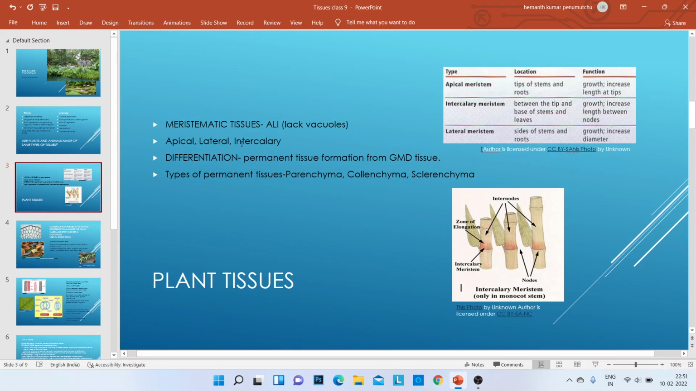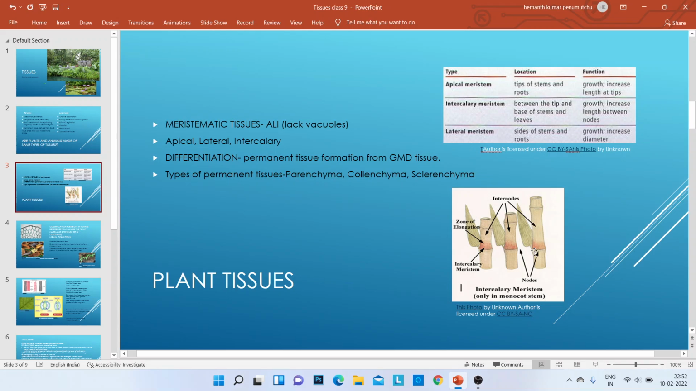If we see the meristematic tissue, there are three types. They are divided into apical meristem, intercalary meristem, lateral meristem. You can remember it as ALI: apical, lateral and intercalary meristem. These types of meristems are based on the positions. If the meristem is on top of the plant, at the apex of the plant, it is apical meristem. If it is on the lateral sides, then it is lateral meristem. And if it is between the nodes, then it will become intercalary meristem.